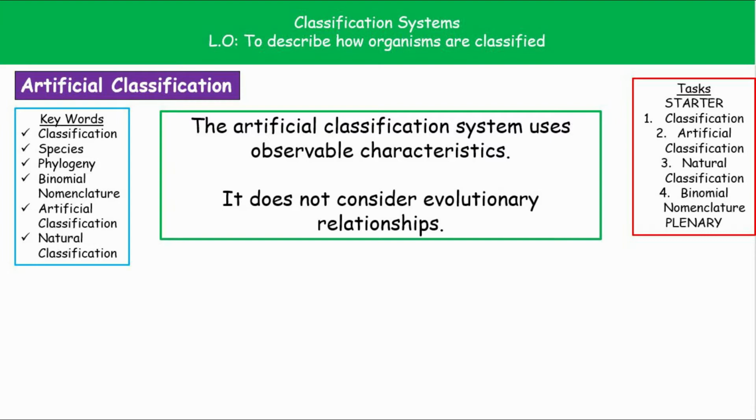Now this is where we're going to be using observable characteristics. And by that I mean what we're going to use are features you can literally look at an organism and say, well, it's got wings, therefore it's going into this group. What this one doesn't do is consider any evolutionary relationships. So while it's pretty straightforward to use, because all we need to do is look at the organism, identify those observable characteristics and then fit it into the group that also has those characteristics, it doesn't consider any of those evolutionary relationships, which are actually really important to understanding life on planet Earth as a whole.